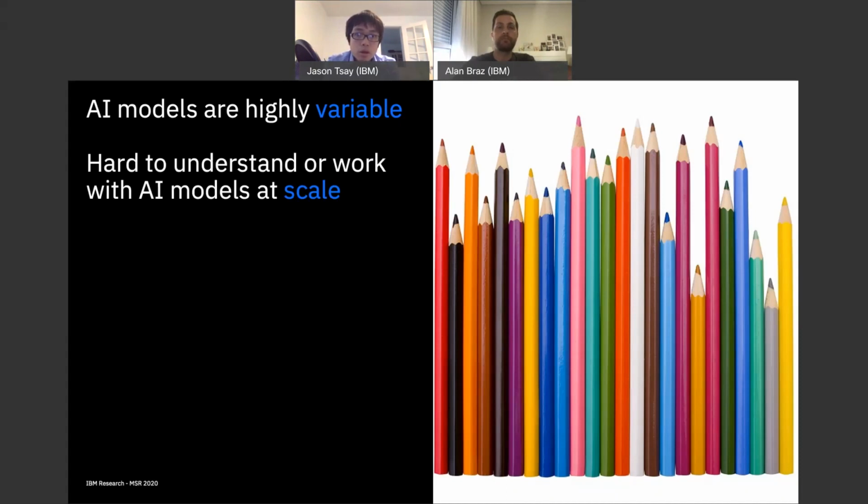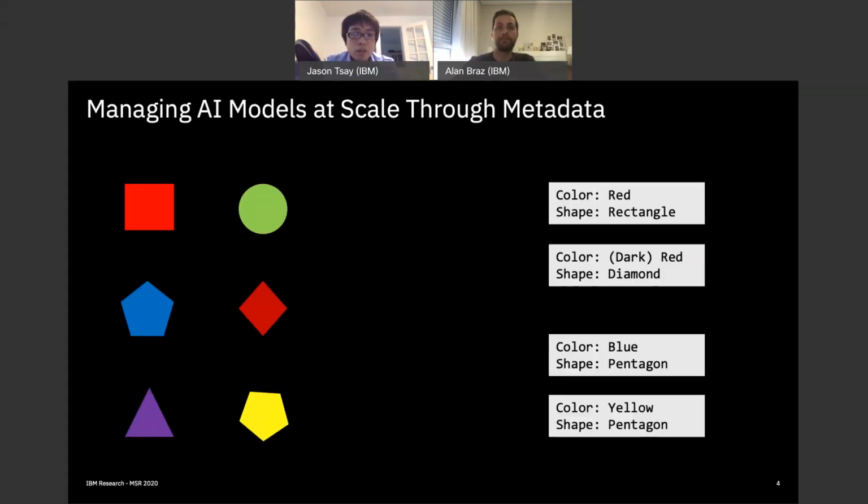To illustrate this, imagine if you had these shapes on the left, and not really six of them, but like 600 or 6,000 of them. Because of their different shapes and colors, it's really difficult to reason about them. But once you generate metadata, such as on the right, you can immediately see that there are ways to cluster them or to really think about them. For example, you have similar colors, so red and dark red, or similar shapes, like pentagons, blue and yellow. Now, once you generate this metadata, you can easily reason about what shapes you have, you can analyze them, you can programmatically interact with them, etc.